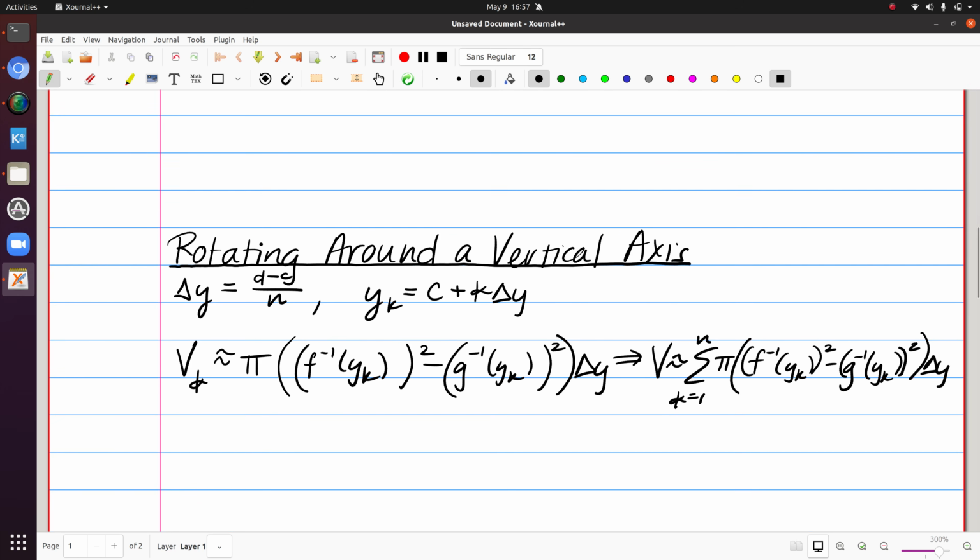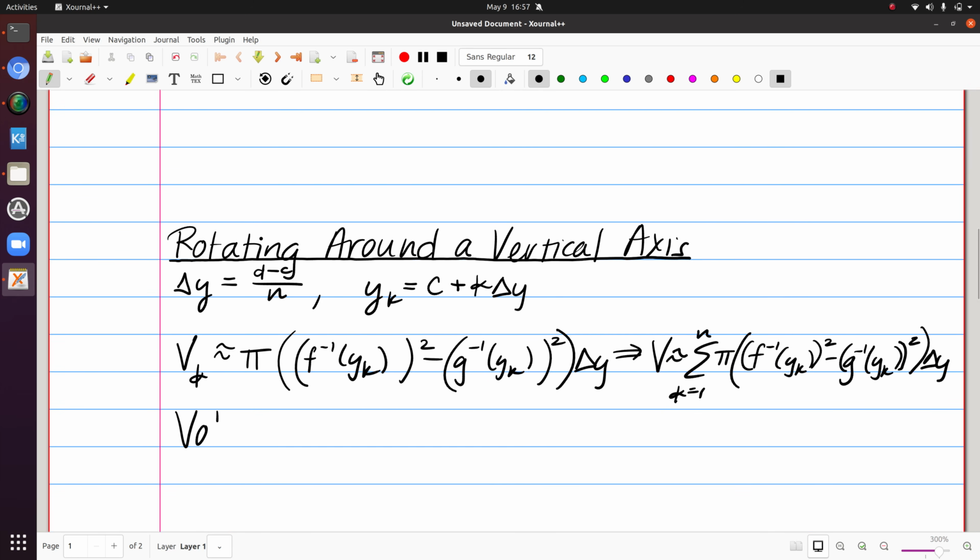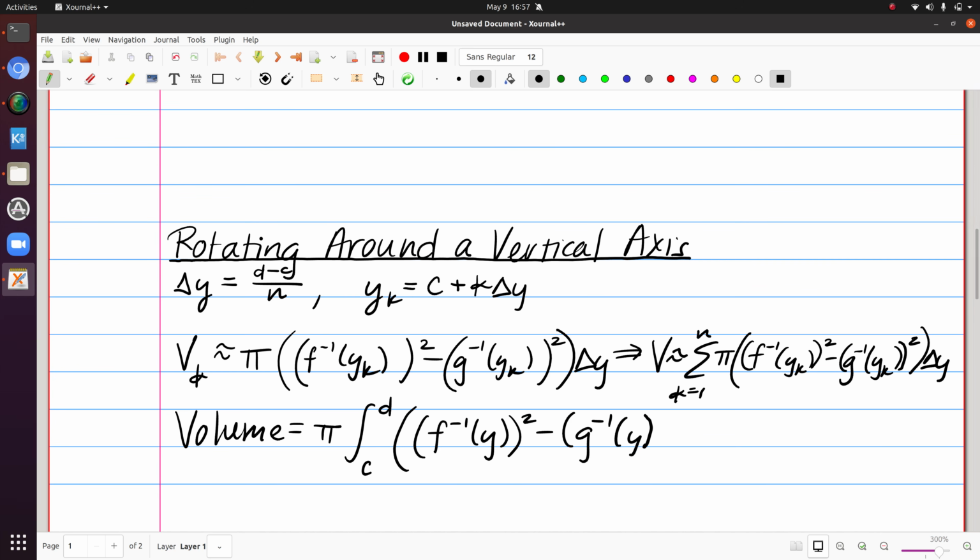And sending n to infinity, we now get our volume as a definite integral. We integrate from c to d. Those are the y values. We take the square of the outer radius minus the square of the inner radius, dy.